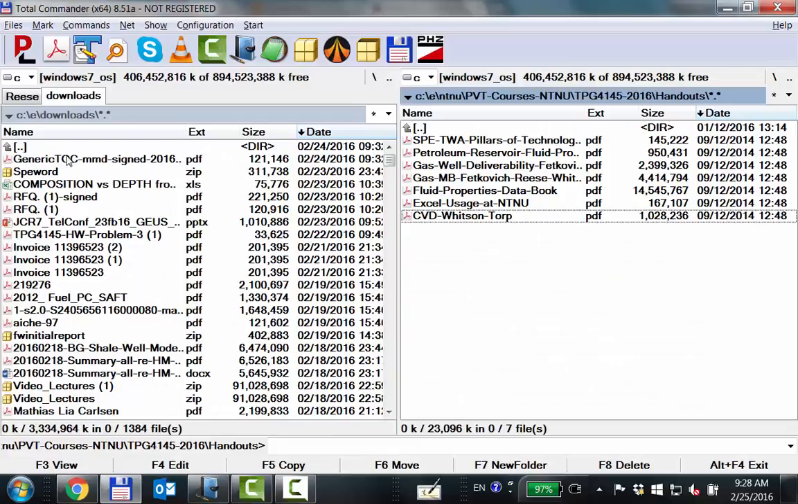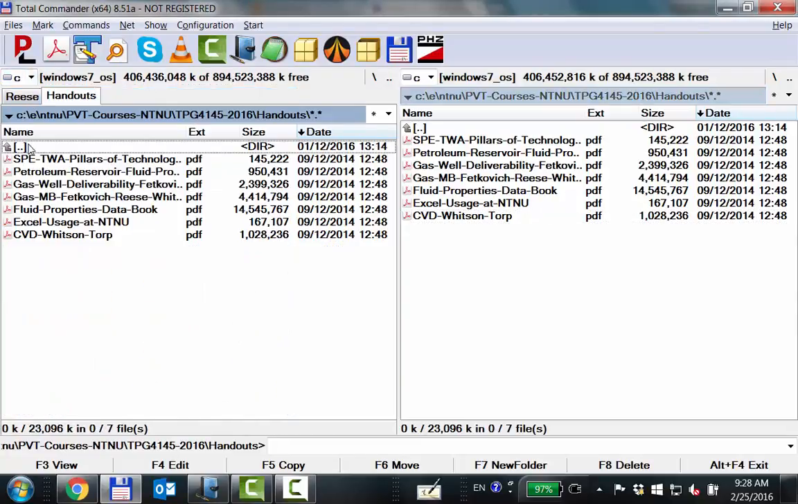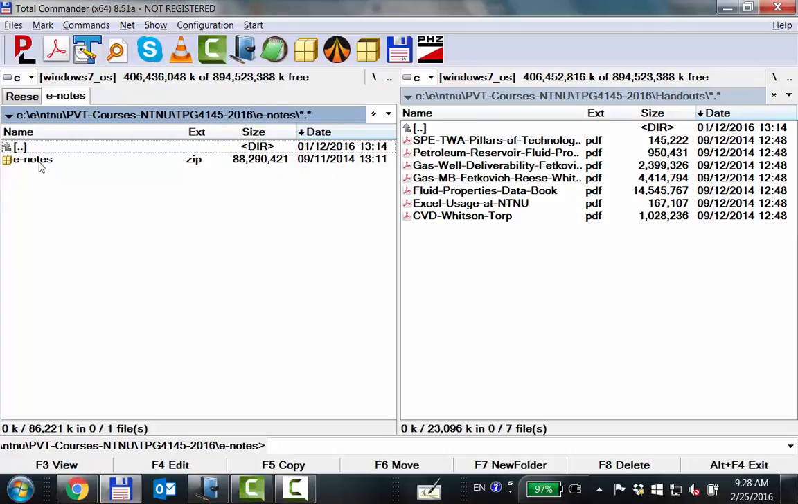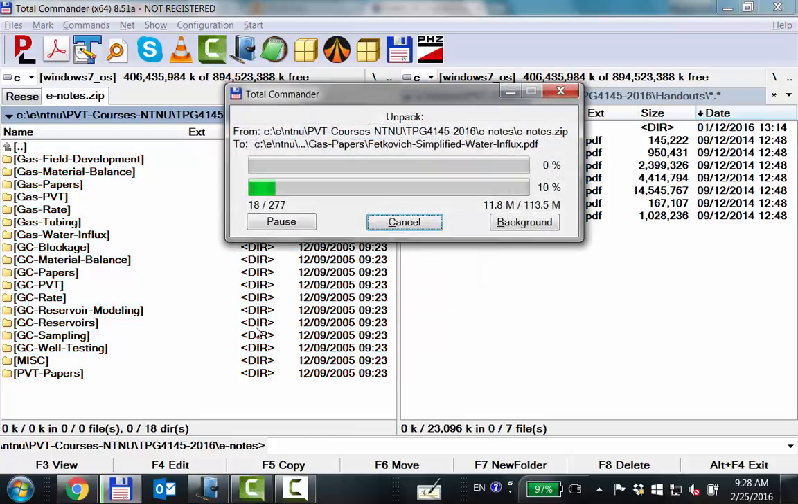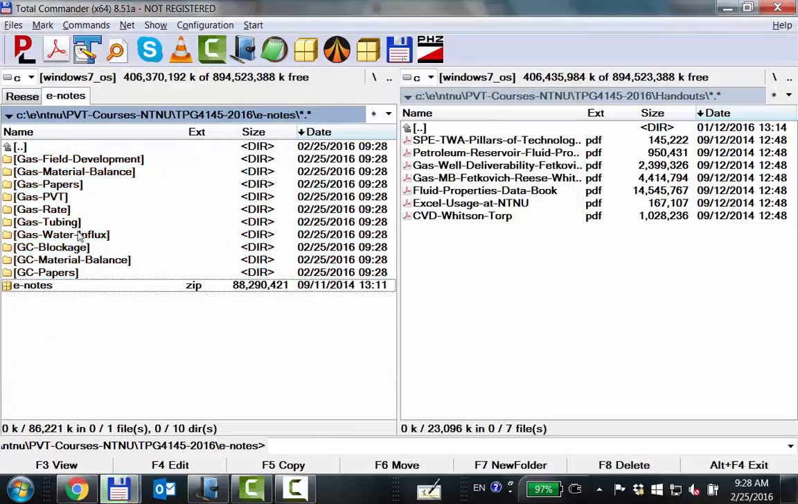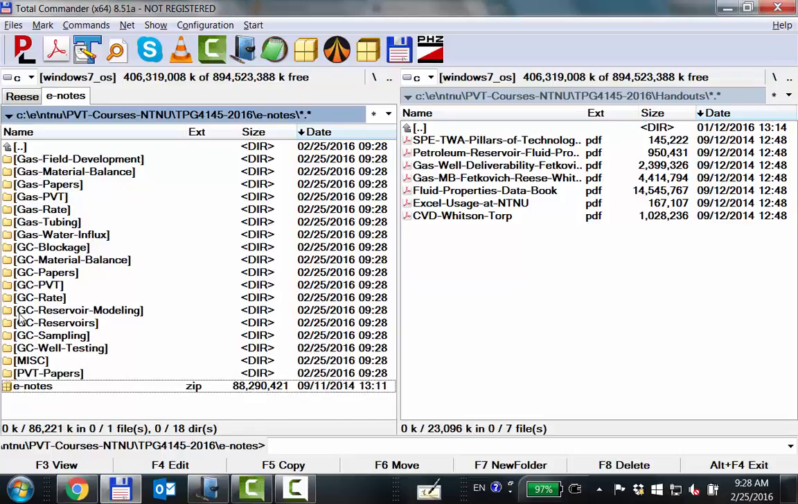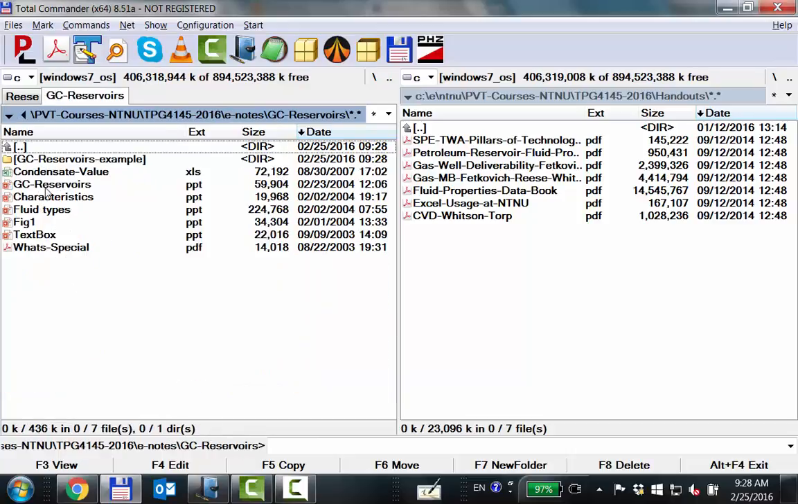In the E-note, let's see if I can find that. In this so-called E-note for gas condensates, let's see, I'll have to unzip these. Gas condensate. I'm not sure which one of these reservoirs. There we go. There's an Excel sheet in the GC reservoirs. It's just kind of a general description of gas condensate reservoirs.